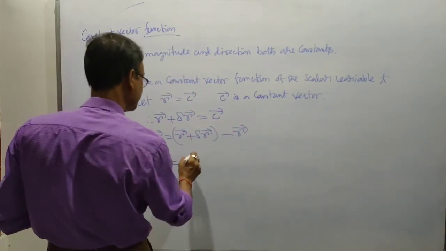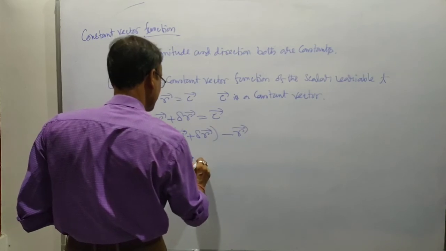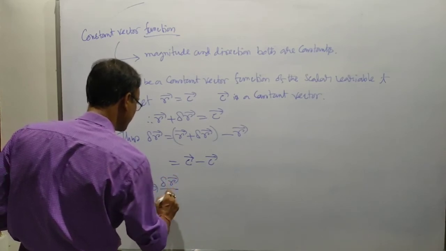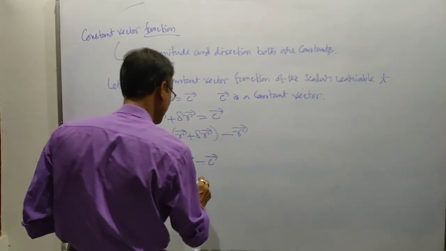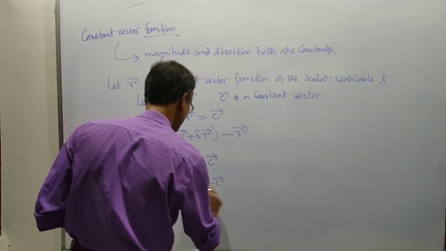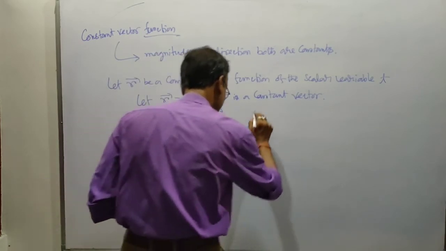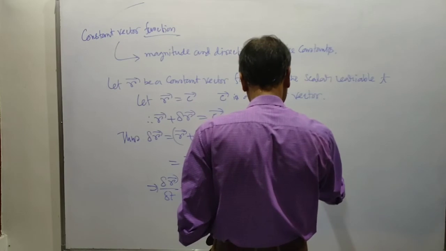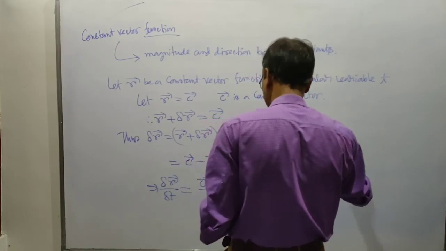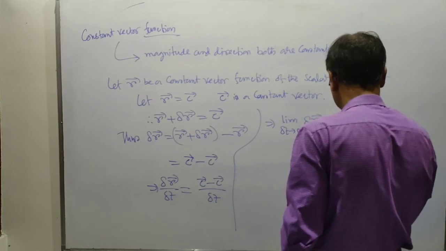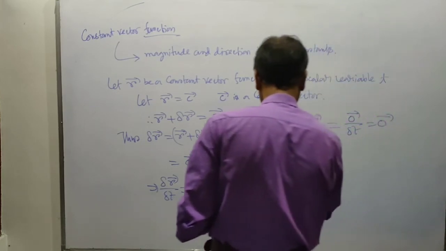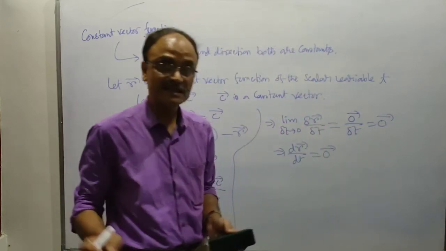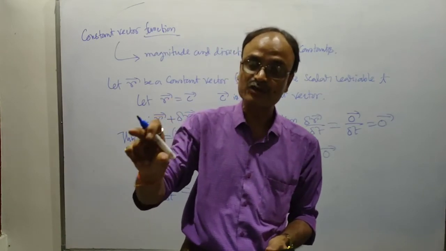This is equal to, for this, you may write C vector minus C vector. This means delta R vector by delta t equal to C vector minus C vector divided by delta t. This means limit as delta t tends to 0 of delta R vector by delta t equals 0 vector divided by delta t equals 0 vector. This means dr vector by dt equal to 0 vector. Therefore, the differentiation of a constant vector is 0.